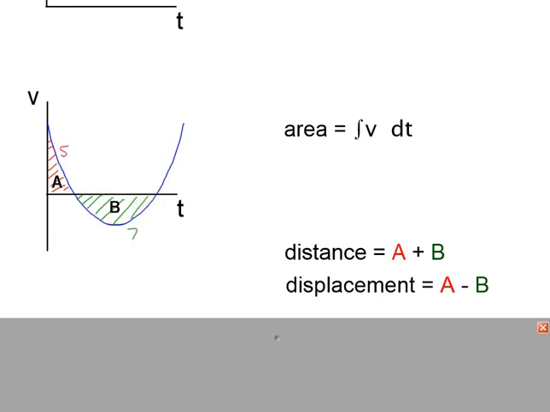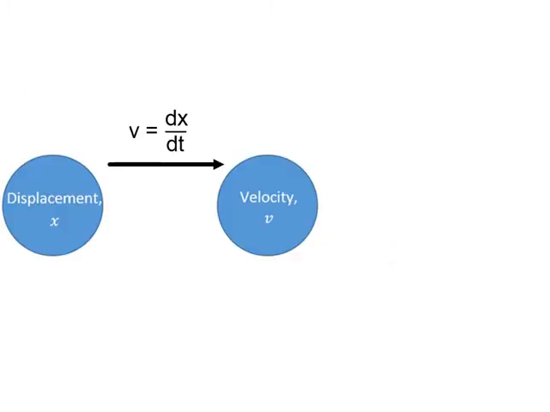So as an example, if the area of A is 5 and the area of B is 7, the distance traveled is 12, so that could be 12 meters, and the displacement would be 5 minus 7, so the displacement would be minus 2 meters.